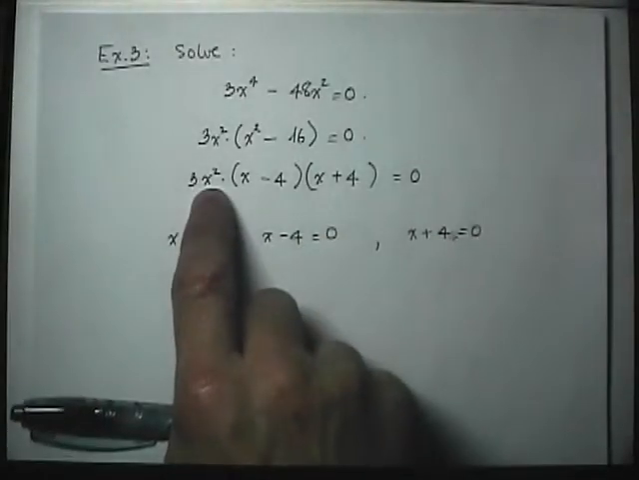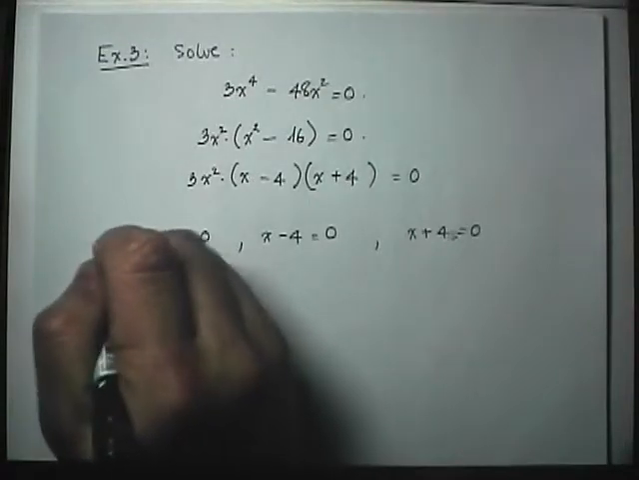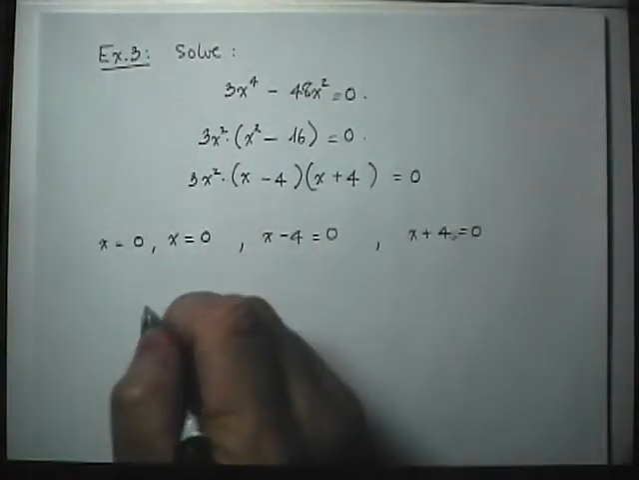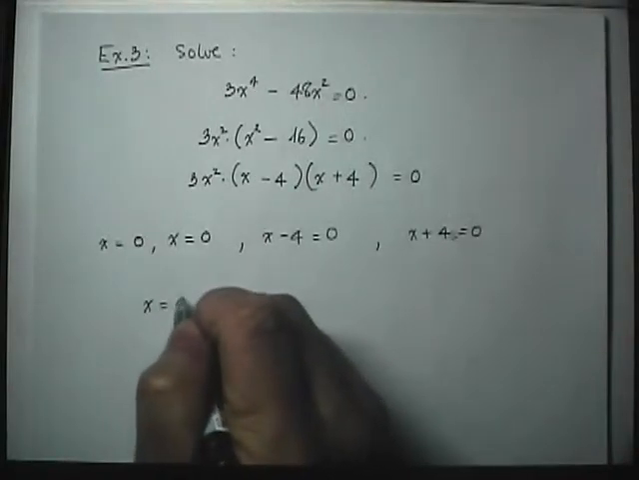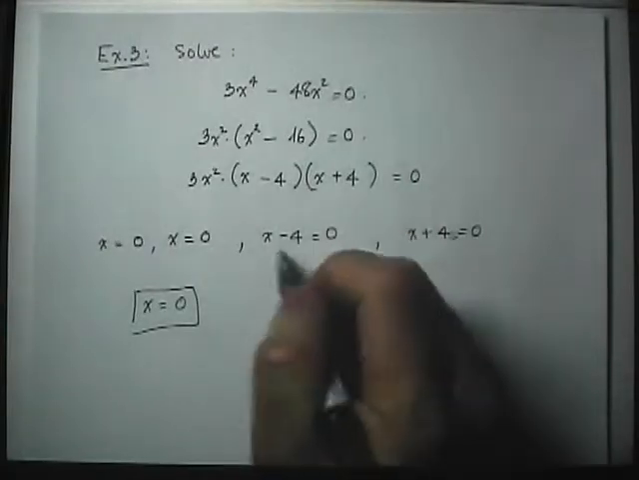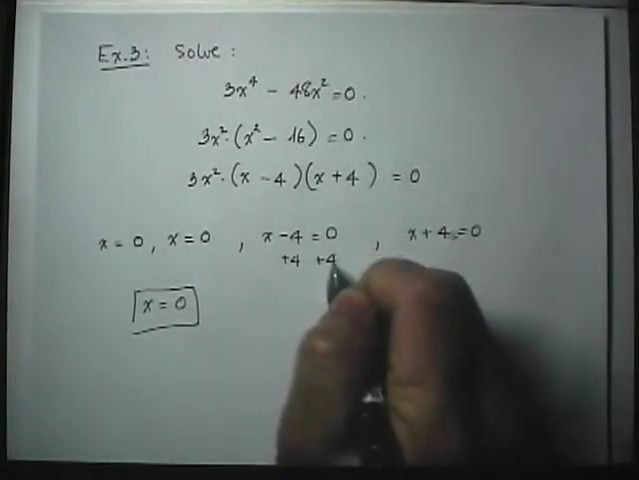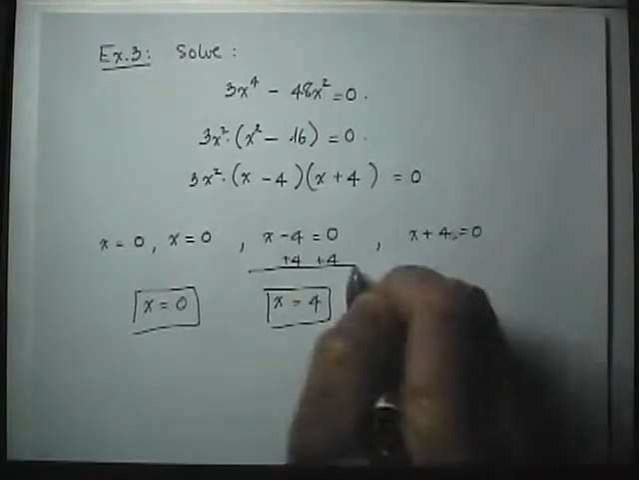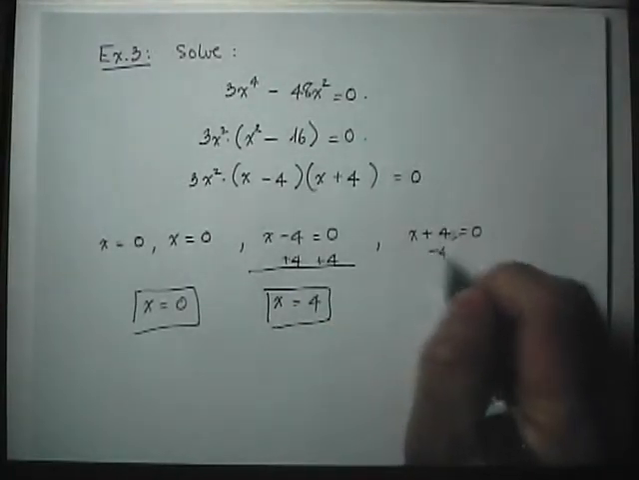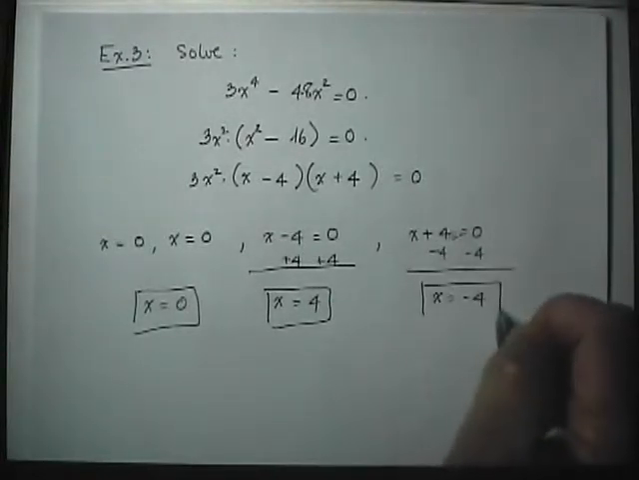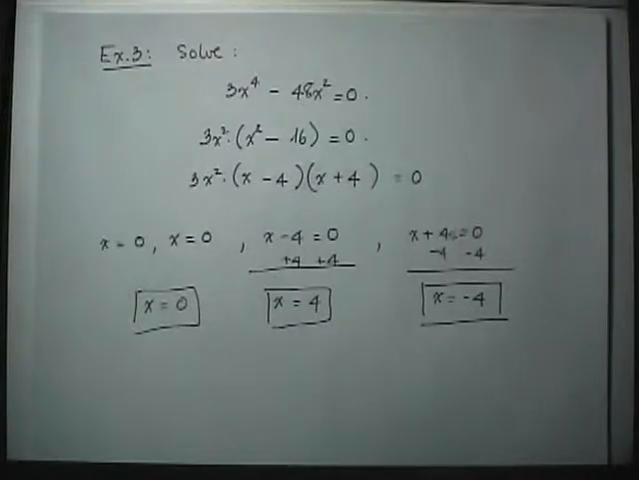And keep in mind, the x squared right here actually gives you another one, x equals 0 and x equals 0. These two together give you identical solutions, x equals 0. So you only need to count it once. With that second equation right here, adding 4 to both sides gives you x equals 4. And this next one, subtract 4 from both sides, gives you x equals negative 4. So once again, for this equation, we end up with 3 separate solutions.